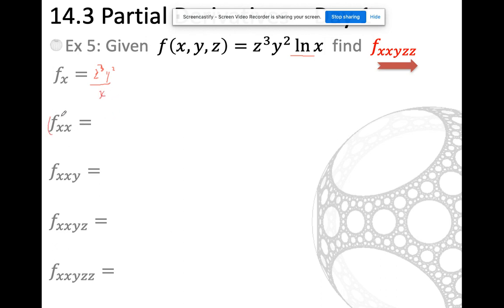Now, take that expression and take its derivative with respect to x. Right? So remember now, this is still a constant. With respect to x, I have x to the first, or if you want to pop that up here, x to the negative 1. Z cubed and y squared is still a constant. So the derivative of a constant times x to the negative first is that negative constant times x to the negative 2.